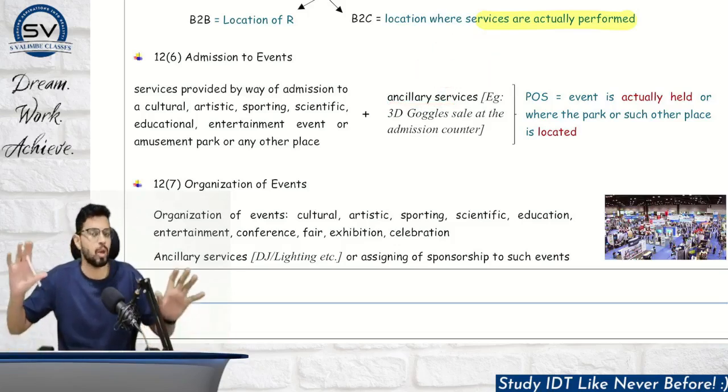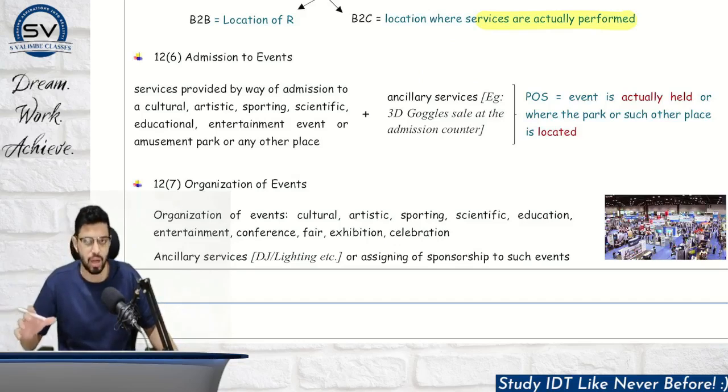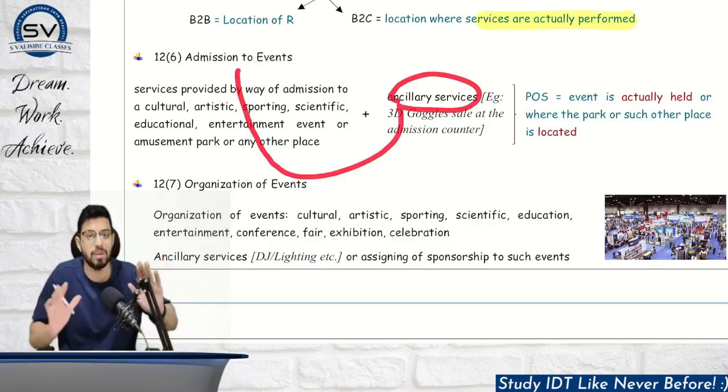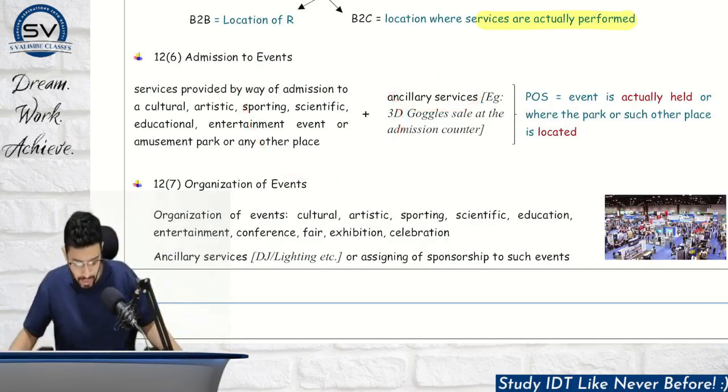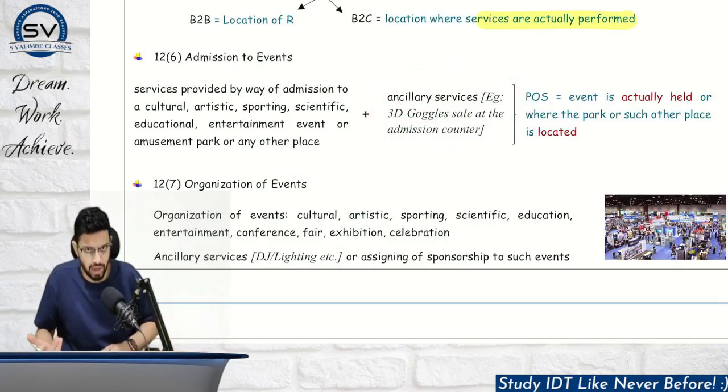Let's say in that particular Imagica park, there is a 3D show which is going to run. So at the entry level, when you are buying the entry ticket, let's say they ask you, are you interested in buying the 3D goggles? Let's say that is 200 rupees and you say yes. So those are ancillary services with respect to admission to events, right? Okay, so this is clear. 3D goggle sale, it can be anything given in your example.